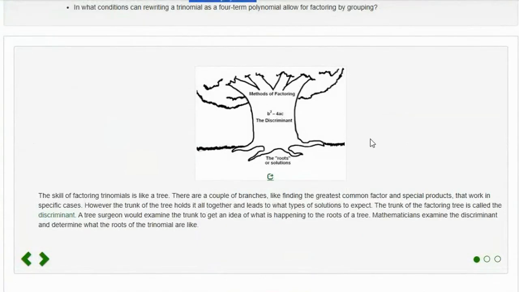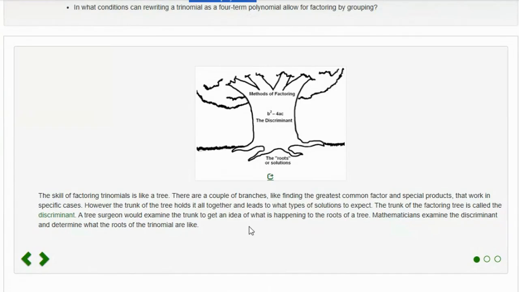So looking at this tree, it's got the methods of factoring up the top, the different branches represent methods of factoring. And you've got this discriminant, b squared minus 4ac, as the trunk, which leads down to the roots of the solution. So the skill of factoring trinomials is like a tree. There are a couple of branches, like finding the greatest common factor, and special products, like we learned last week, like difference of squares, that works in special cases.